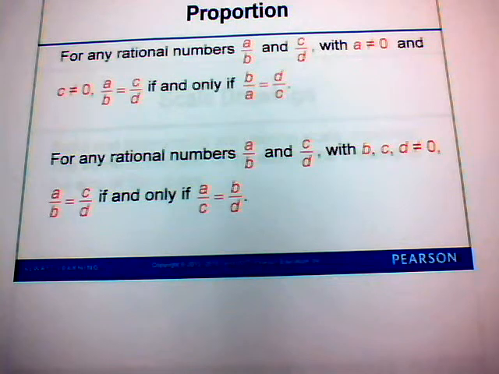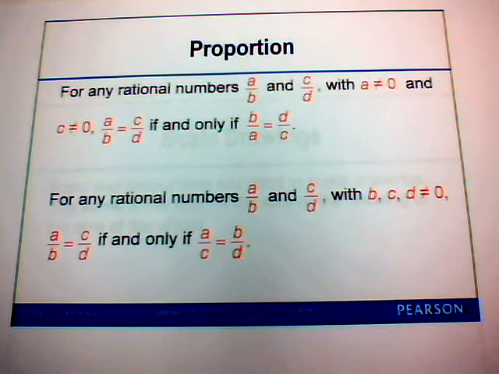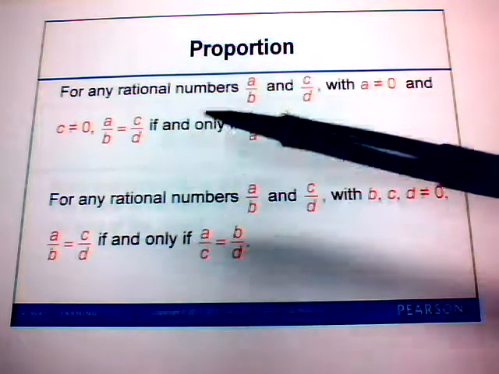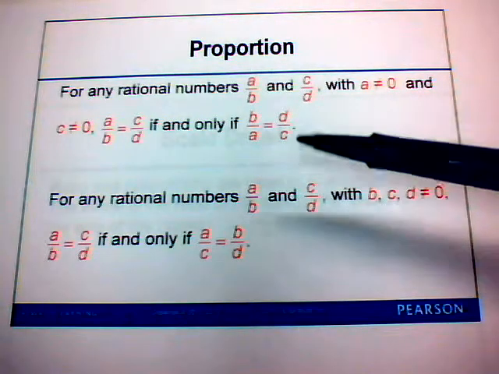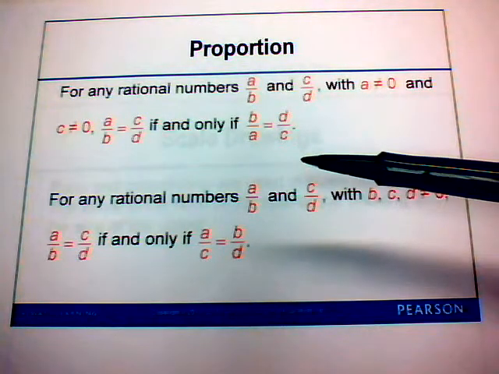Okay, we'll talk about proportion, some more things about proportion. For any rational numbers a over b and c over d, with a not equal to 0 and c not equal to 0, a over b is equal to c over d if and only if b over a is equal to d over c. This will be true if and only if the reciprocals of a over b and c over d are equal.